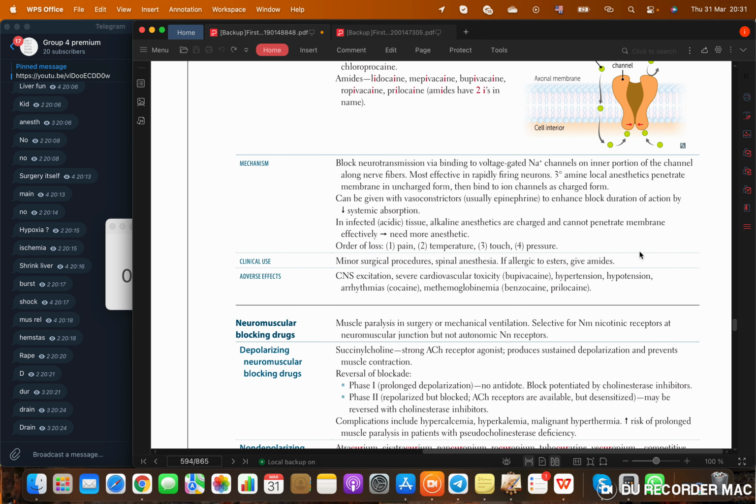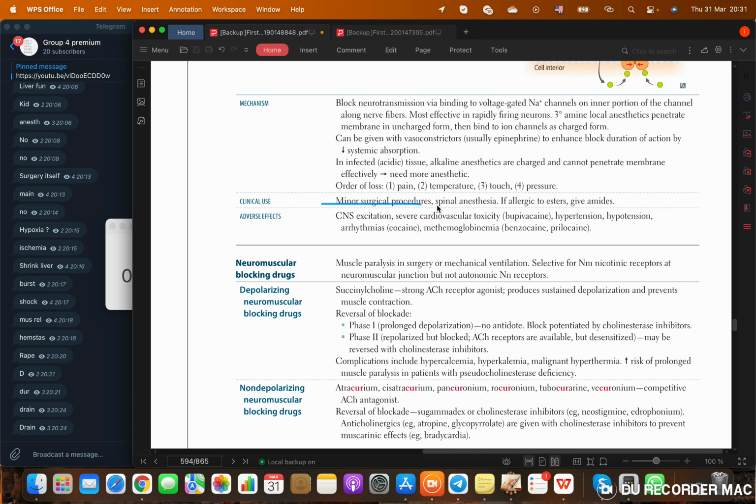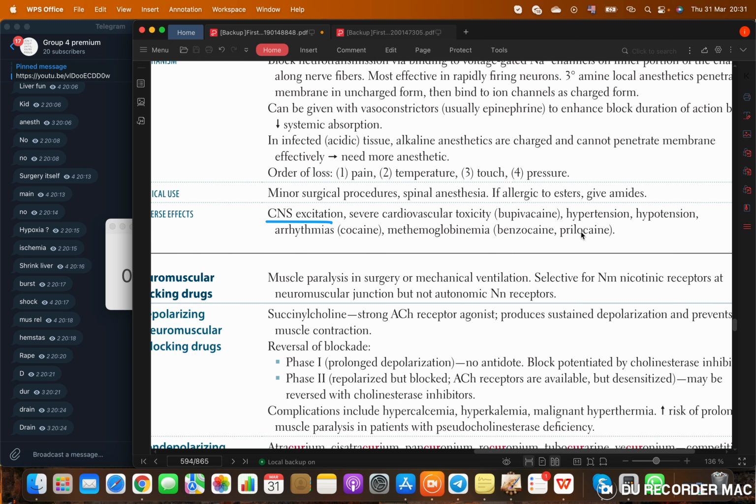The pressure is the last to be lost. Clinical use: minor surgical procedures, like for example dental procedures, and spinal anesthesia. If allergic to esters, give amides. Adverse effects: CNS excitation, severe cardiovascular toxicity can occur in the case of bupivacaine, and hypertension and hypotension, actually both of them, and arrhythmia, especially with cocaine and lidocaine.